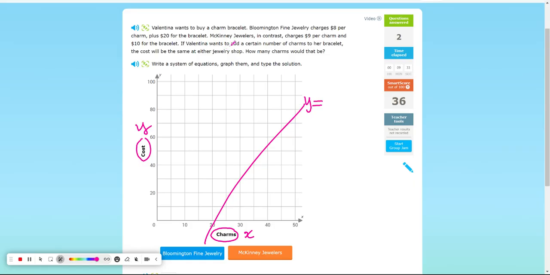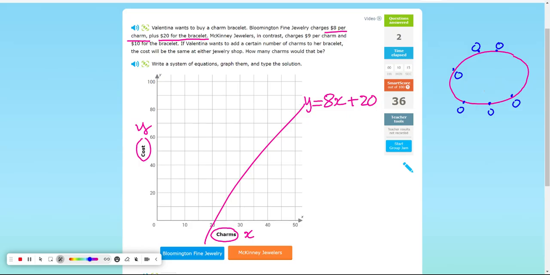Y equals, okay. So Bloomington charges $8 per charm. So I put 8 in front of x. And then $20 for a bracelet. So you buy a bracelet, and then you attach your bracelet with a bundle of charms. We attach whatever it is here, very cute things, you know, dog, cat, flower, whatever it is. So it depends how many charms you buy, and then plus the cost of the bracelet. So you get a total cost.